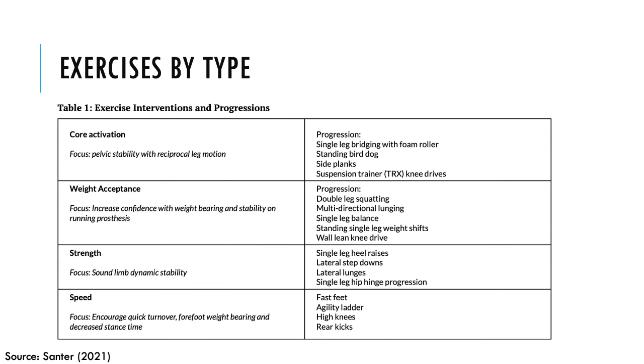And here's another chart. This one comes from the Santer article. These are exercises and progressions in a variety of categories. You can read them here. For example, core activation, weight acceptance, strength, and speed, and then a list of the different exercises that could be helpful. And these, of course, could be integrated into a sports program or a PE session, even with groups.